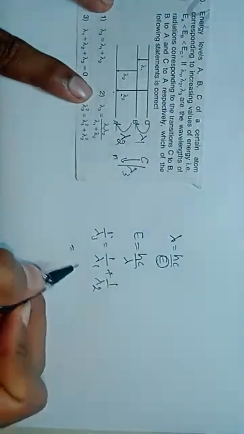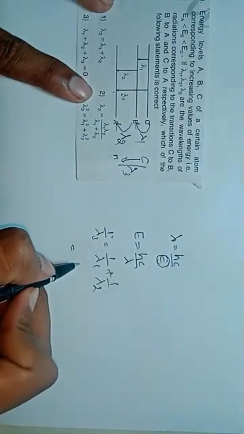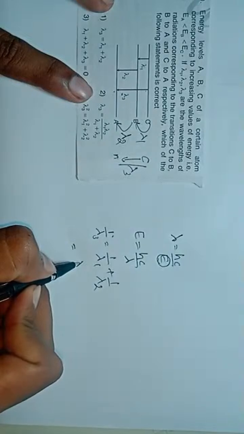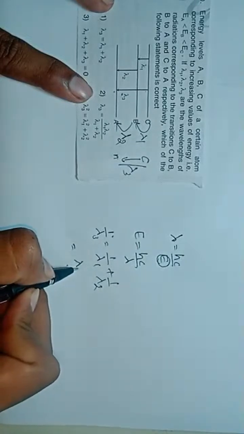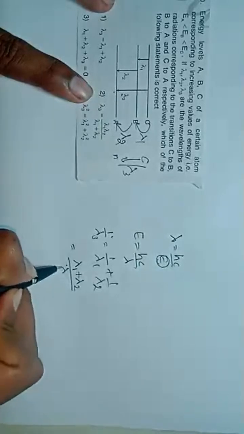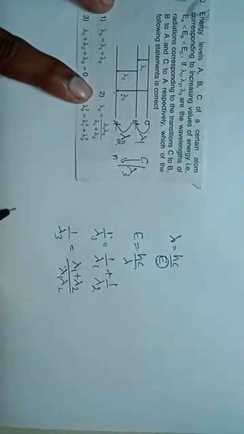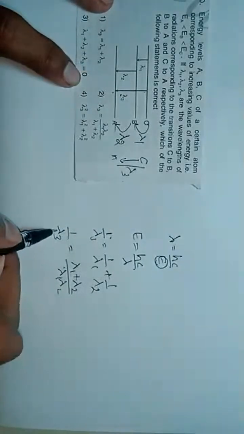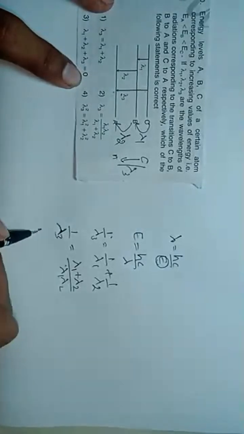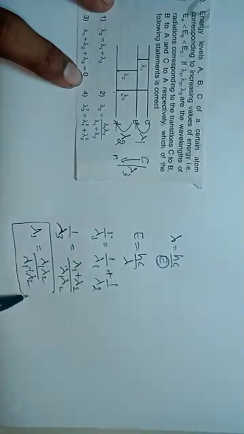Take the LCM of lambda 1 and lambda 2. So lambda 1 plus lambda 2 divided by lambda 1 lambda 2. 1 by lambda 3 is equal to that, but they have given the options in terms of lambda 3, so we have to inverse it. So lambda 3 is equal to lambda 1 lambda 2 by lambda 1 plus lambda 2. So this is the correct answer.